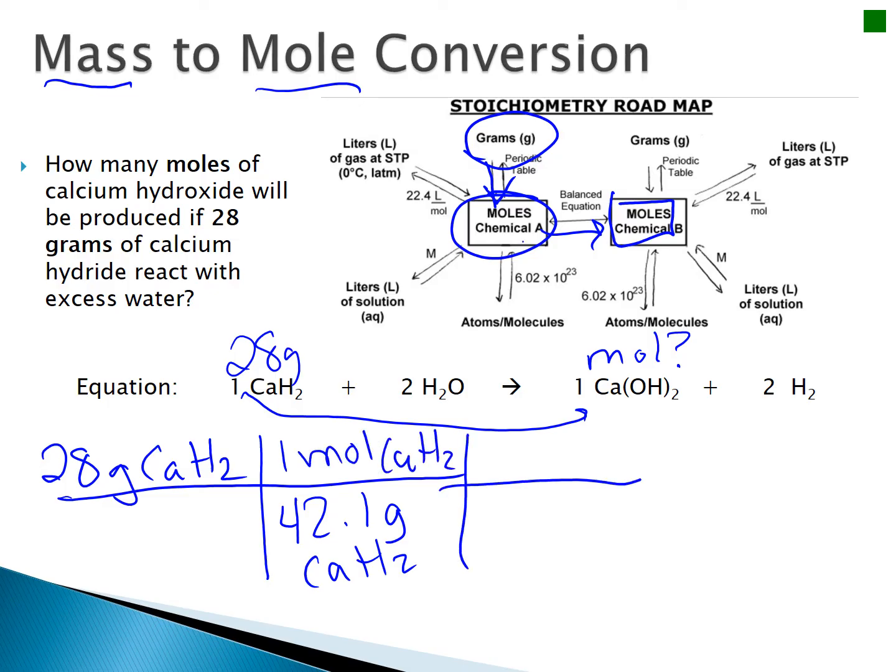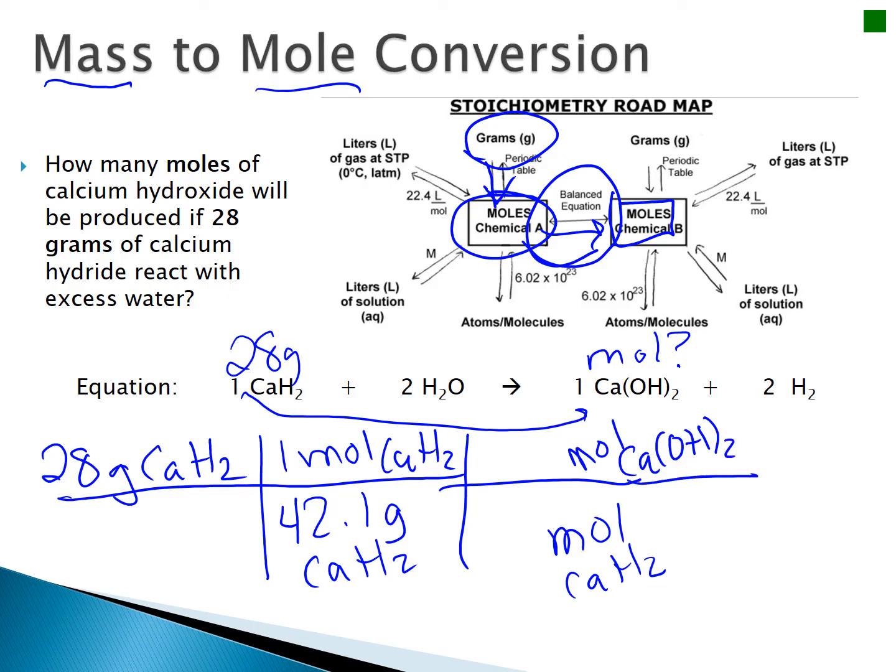Now I'm ready to use this balanced equation conversion, which is using the molar ratio. I'm going to put moles of calcium hydride on the bottom, and I'm going to put moles of what I'm trying to get to, which is calcium hydroxide, on top. Now I'm going to look at my coefficients to fill in my numbers. It's 1 mole of calcium hydroxide for every 1 mole of calcium hydride. This is where I wanted to end, which is moles of calcium hydroxide.